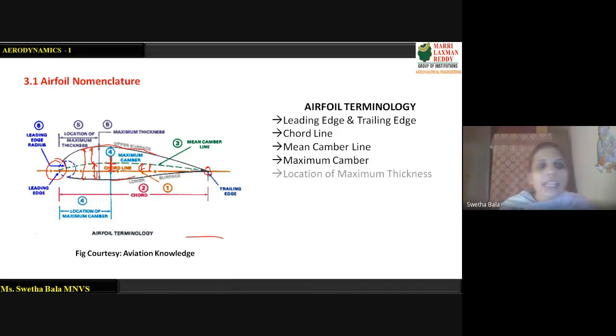Next one, location of maximum thickness. Thickness is nothing but the distance between the upper and the lower surfaces. Okay, so maximum thickness is how much bulging it has.